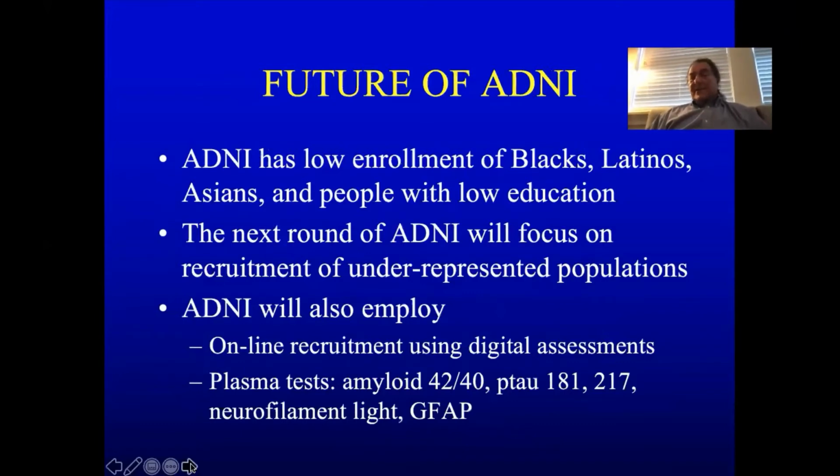I've already talked about this. The future of ADNI is to address the issue of low enrollment of Blacks, Latinos, Asians, and people with low education. Our next round will focus on recruitment of underrepresented populations. And we are going to use a lot of online recruitment using digital assessments. We're going to do a lot of plasma testing of amyloid 42/40, p-tau181, perhaps p-tau217, neurofilament light, possibly GFAP, to choose people who we think are more likely to have Alzheimer's pathology, because the future of clinical trials is going to be using digital recruitment, online assessment, and blood tests to bring people into clinical trials.